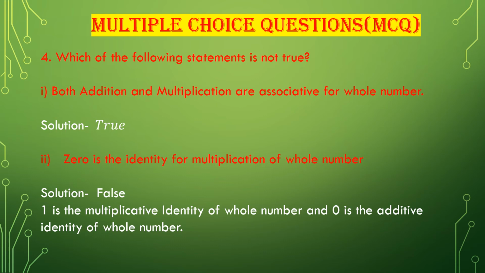And second bit is 0 is the identity for multiplication of whole numbers. This is false. As we know, 1 is the multiplicative identity of whole numbers. When we multiply a whole number with 1, we get the same number. So 0 is not the identity for multiplication of whole numbers. 0 is the identity for addition of whole numbers. So second bit is not true. This is the false statement.